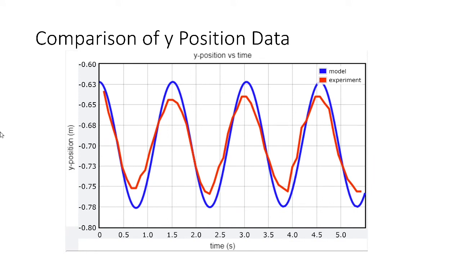The differences between the model and experimental position data might be explained by our assumptions of no air resistance and the spring not having mass, as accounting for these in the model would affect the motion of the spring and change the position data.